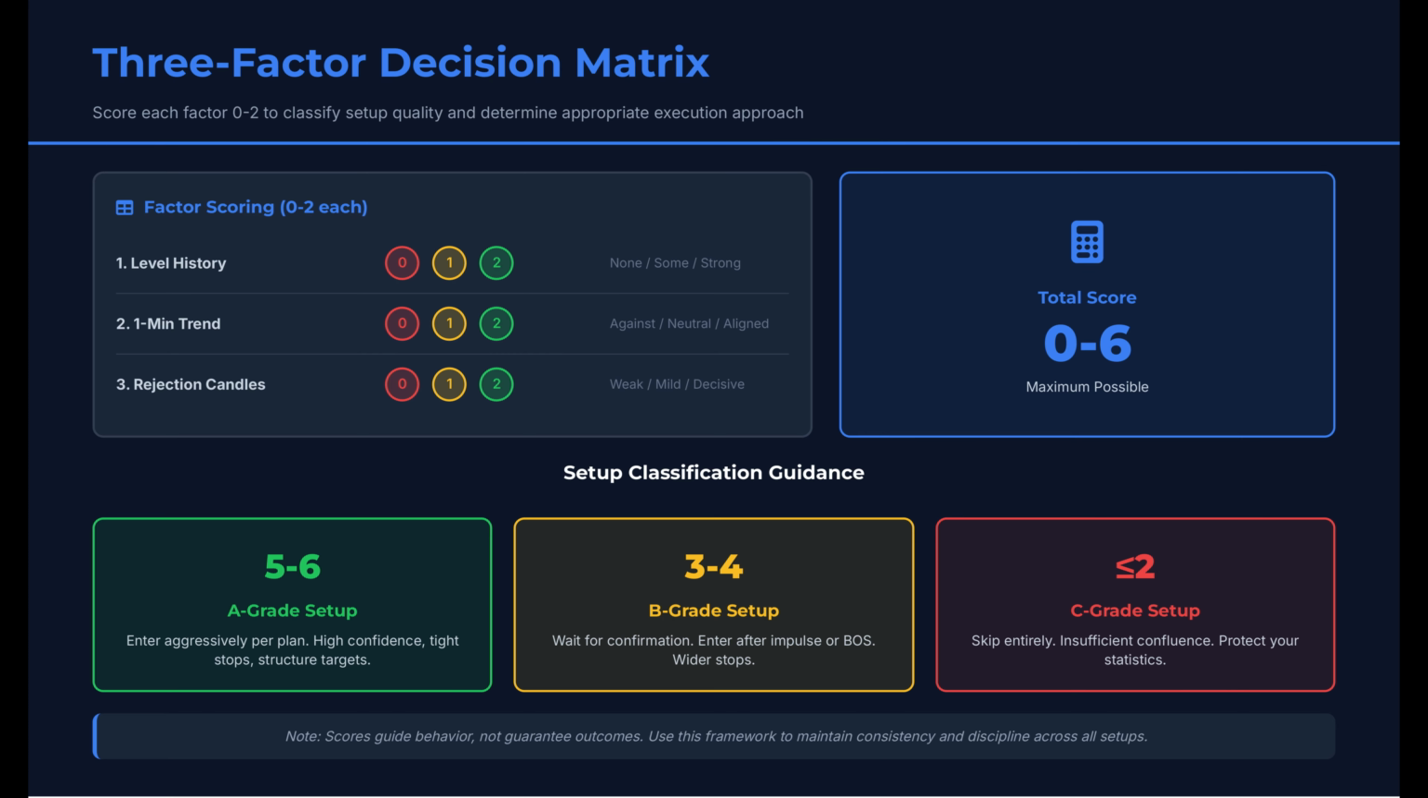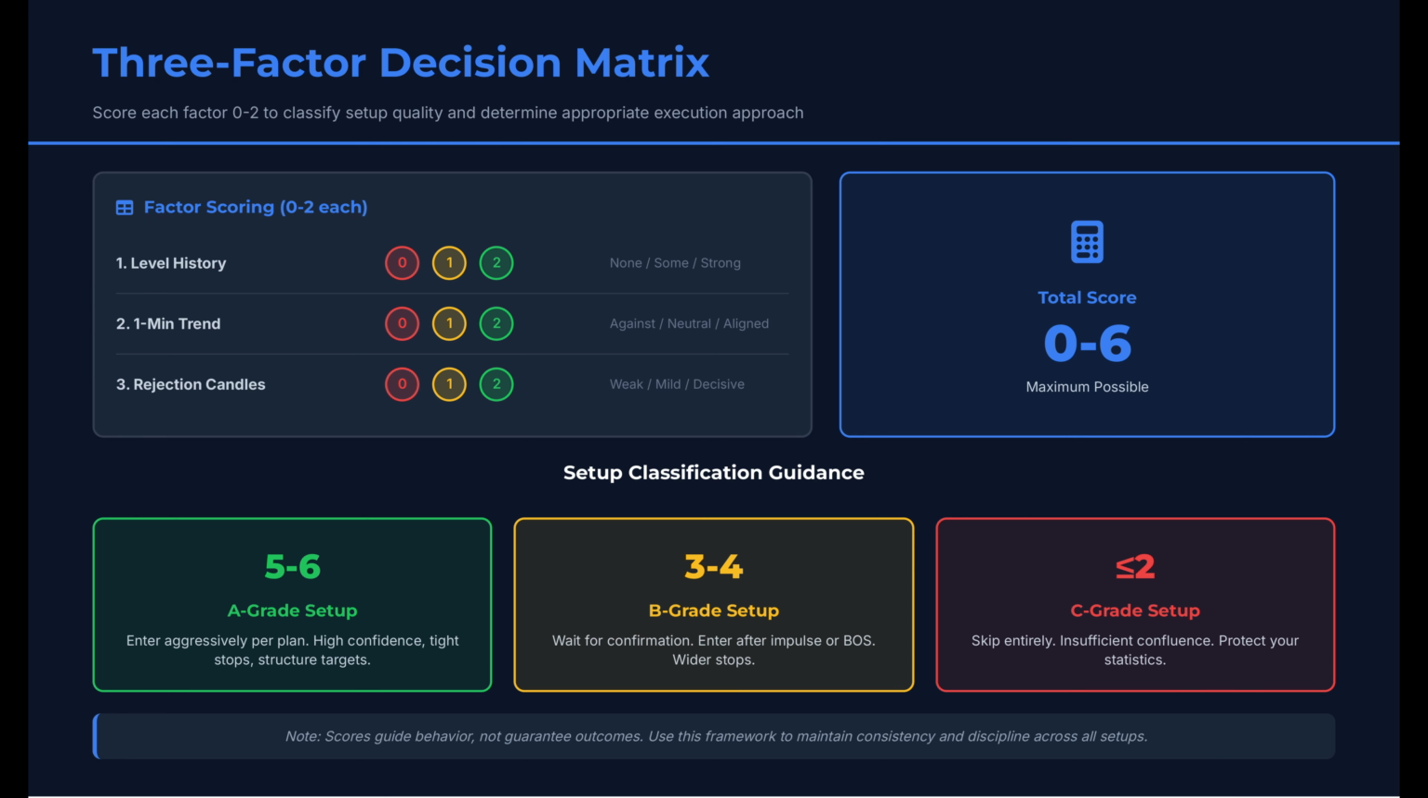0 to 2 points total. C grade setup or no confidence. Skip this setup entirely. Protect your statistics. One or fewer factors aligned means you're gambling, not trading probabilities. Walk away without hesitation. Celebrate the discipline to do nothing.